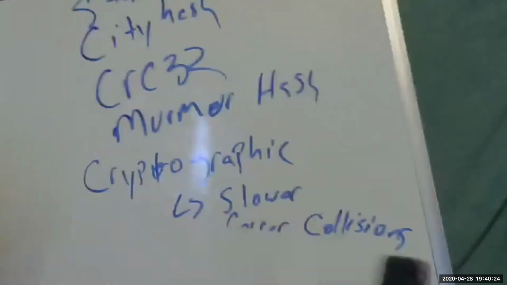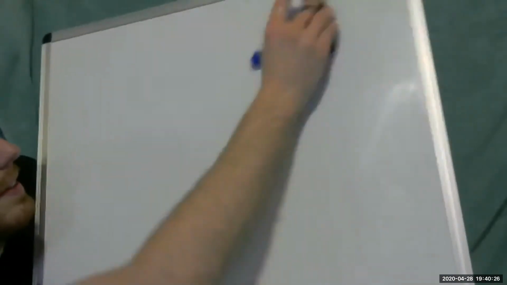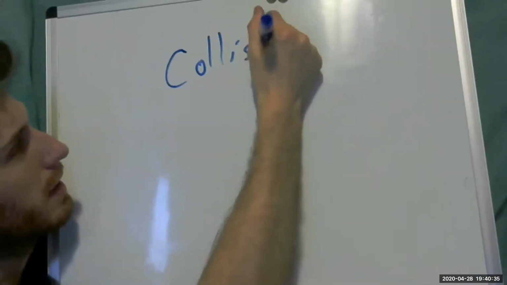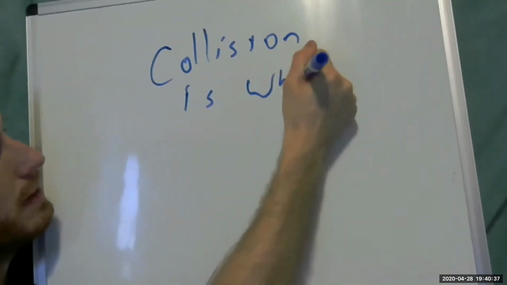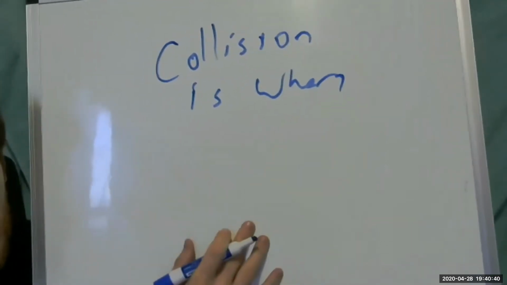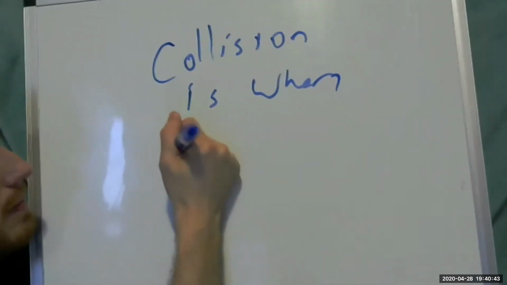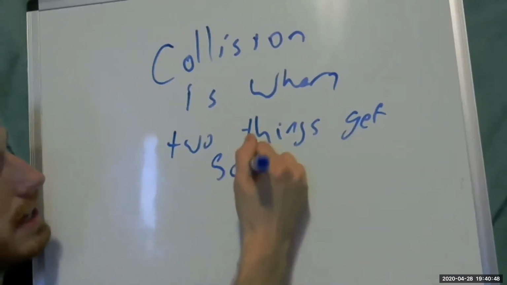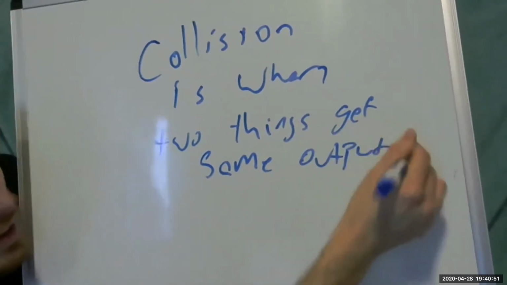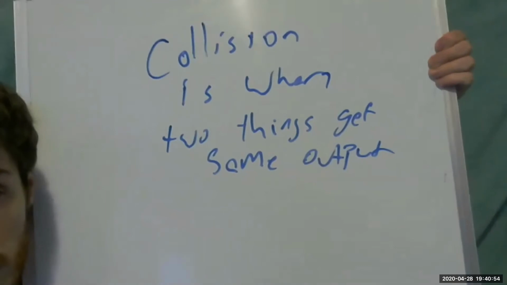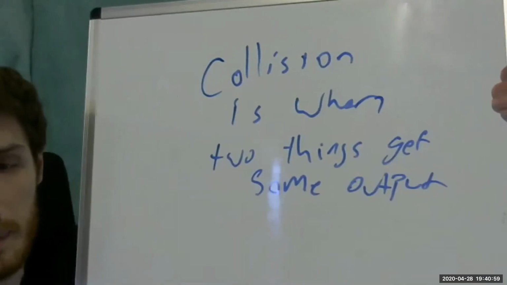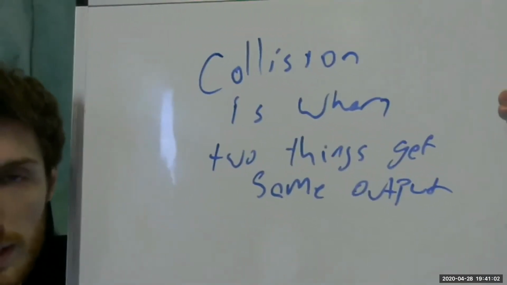So what's a collision? Well, a hashing function isn't perfect. A collision is when two things get the same output. So this is possible, right? Eventually, there can be collisions. The better the hashing function, the more secure, all that, the fewer collisions.